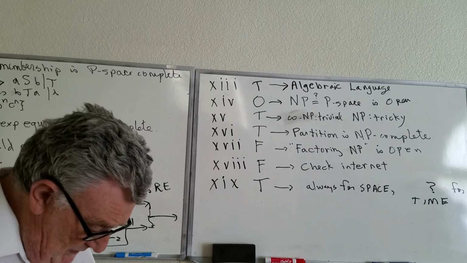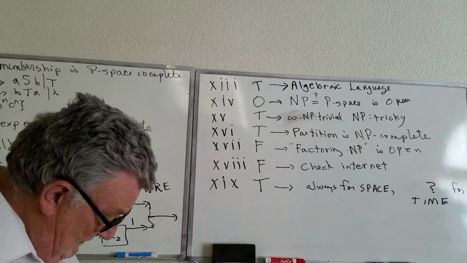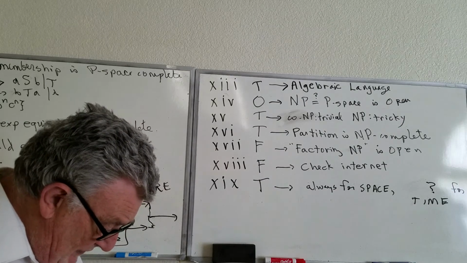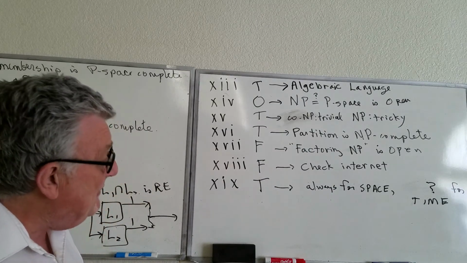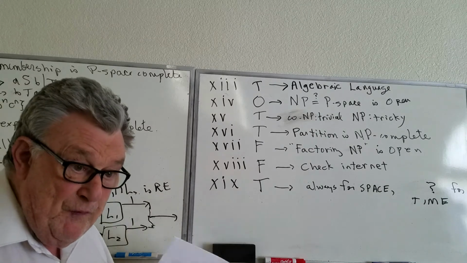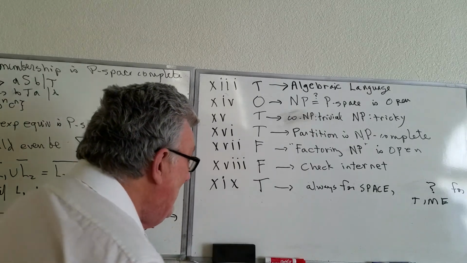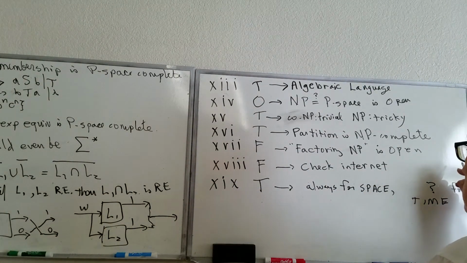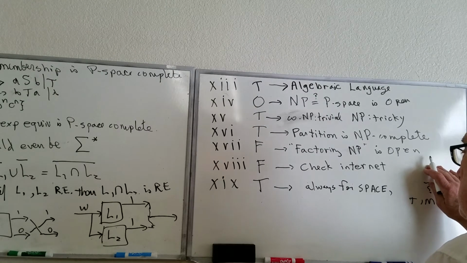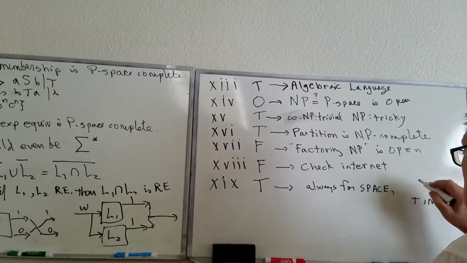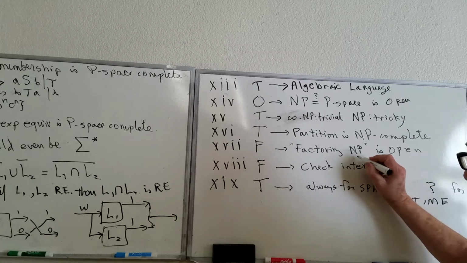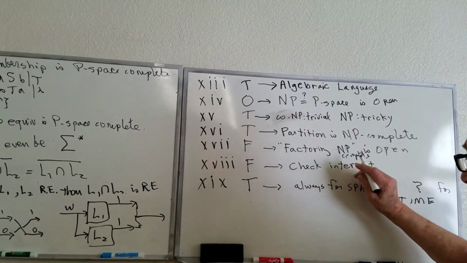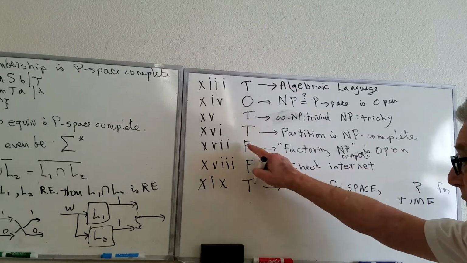All right, now we don't know whether factoring is in the class NP. And so, this is 17. If someone proves that the factoring problem is in P, does that prove that P equals NP? Well, no. Factoring in NP is open. Factoring being NP-complete is open. If we could prove that factoring is NP-complete, the answer to this would be true.